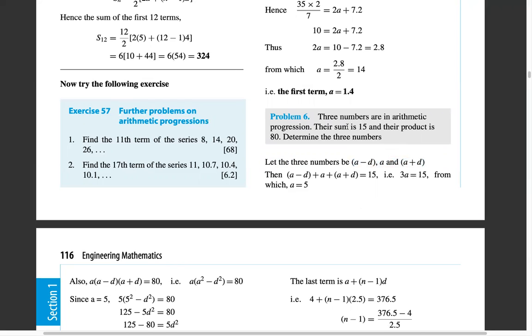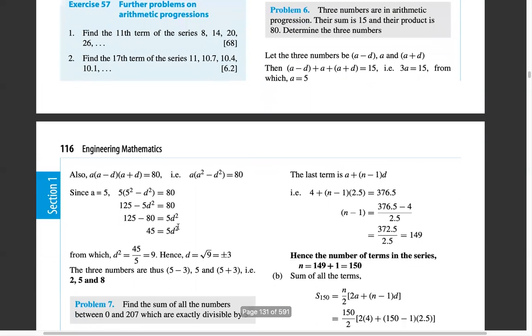So they say the sum is 15. So you write an equation here equal to 15. And they say the product is 80. So the product of all the numbers here, which is A by A minus D by A plus D, is 80. I hope you all see this, it's immediately obvious that your algebra skills have to be really good to deal with these kinds of things.